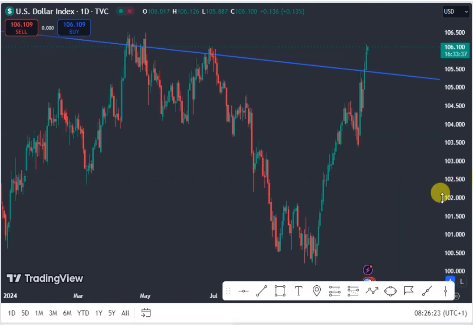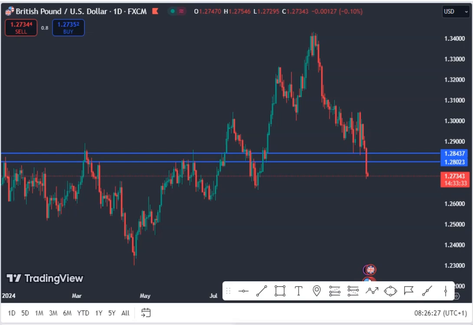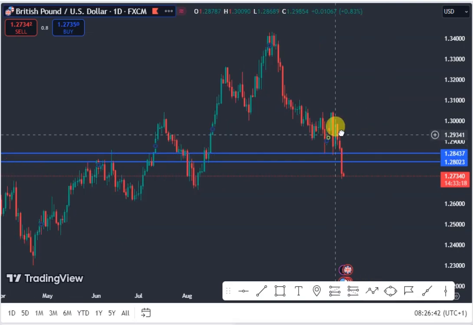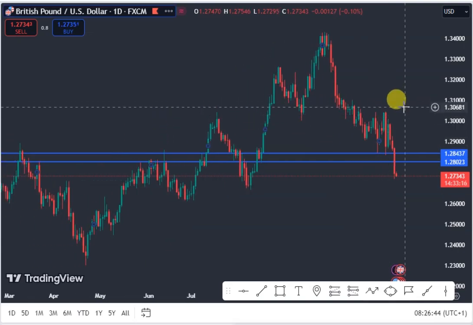So we're looking at our next pair, which is the Great British pound USD. The Great British pound USD on the daily chart still remains on the downtrend. You can see we have a higher high, lower high, lower high. So you see we have a downtrend structure on the Great British pound USD. So long as we have the downtrend structure, we expect price to continue to drop.